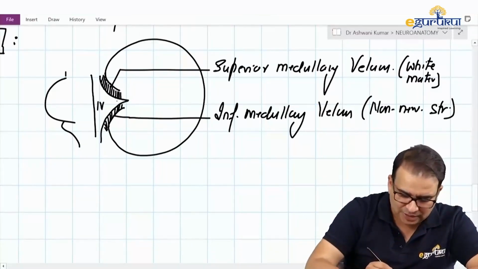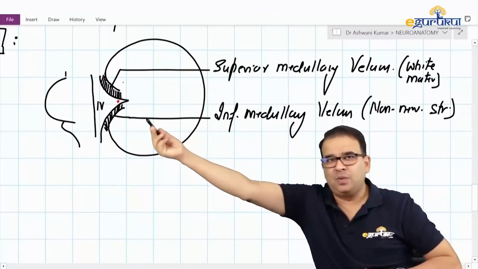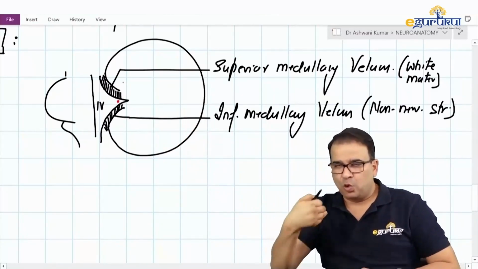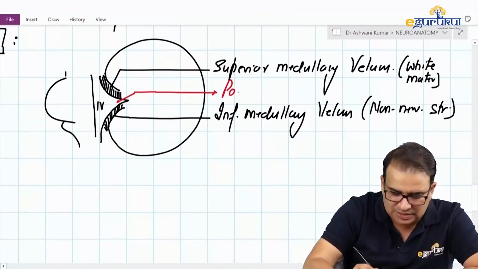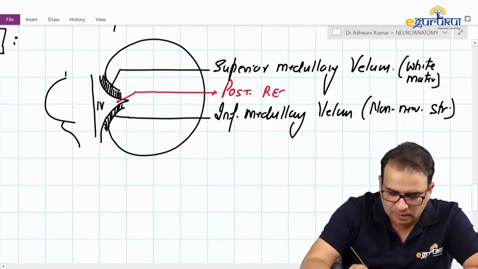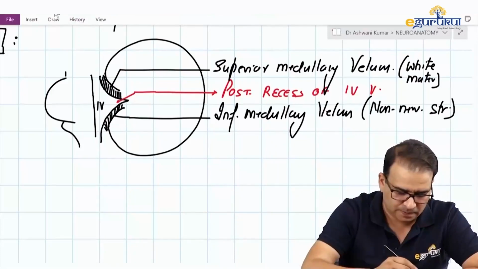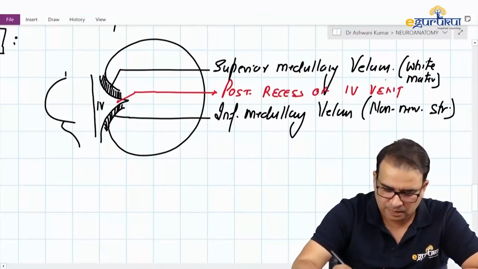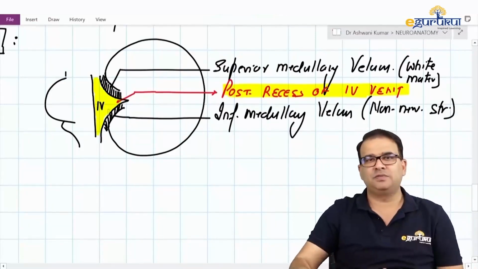And what else you can appreciate is that between the superior and the inferior medullary velum, the fourth ventricle is extending backward toward the core of the cerebellum, and that is called the posterior recess of the fourth ventricle. So this is the fourth ventricle here. When you see the roof, there is an extension of the fourth ventricle backward, and that you call a posterior recess of the fourth ventricle.